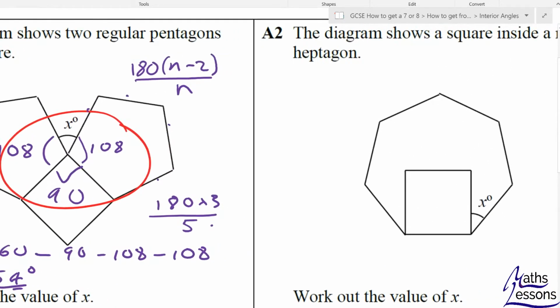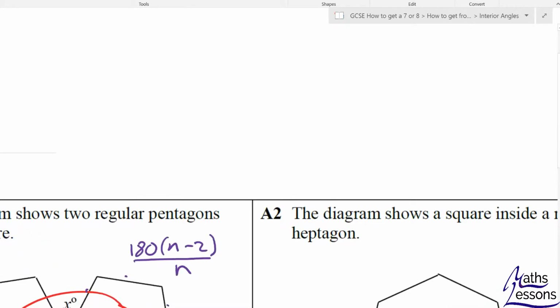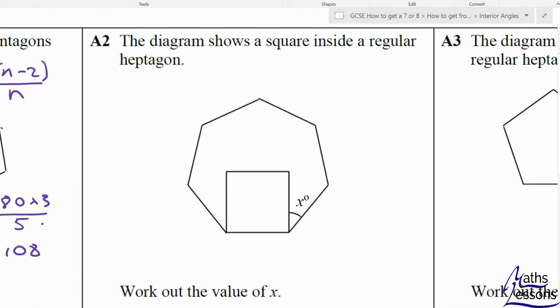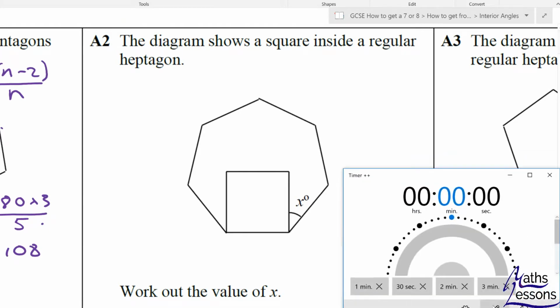Okay, let's have a go at another one of these, to see if we can get this idea going. Let's look at question 2, and we'll give you 2 minutes this time to have a go at this. It seems to be a bit more realistic. Off you go.